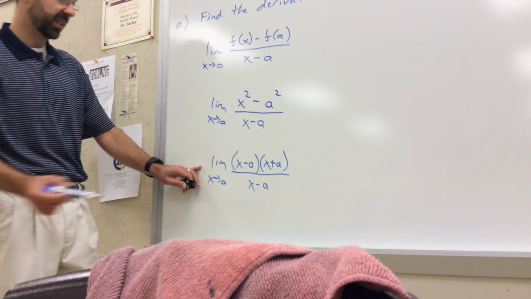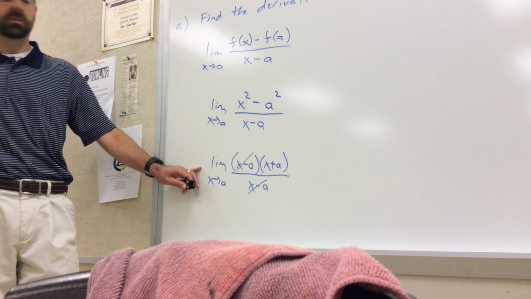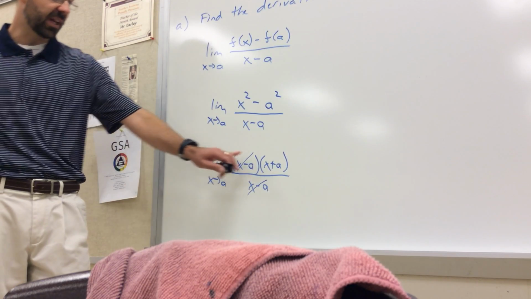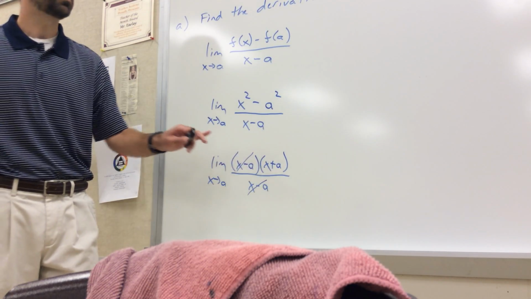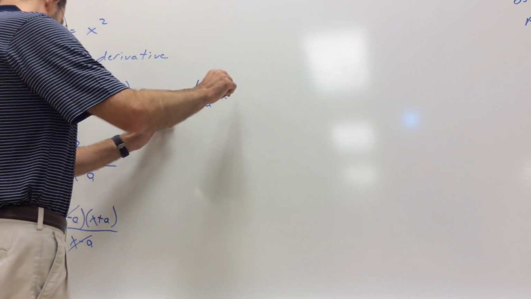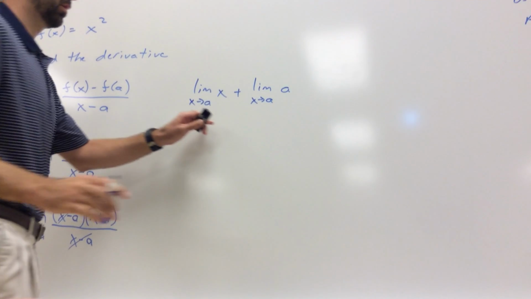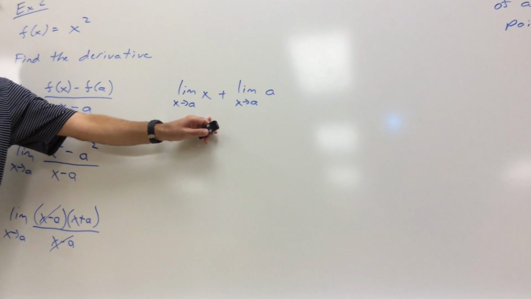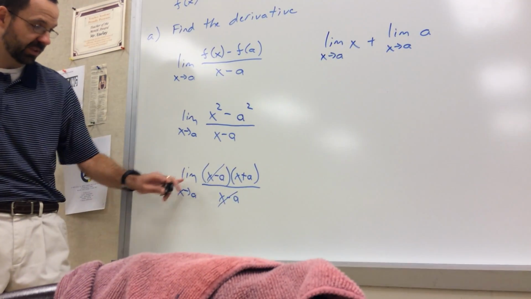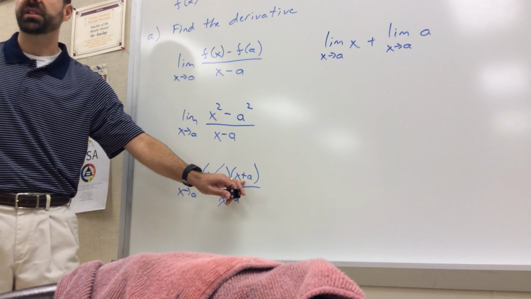So that's nice, because then the x minus a's cross out. And then we can use limit laws. We're going to take the limit of x and the limit of a. So it's the limit as x goes to a of x plus the limit as x goes to a of a. So I crossed these out and then did limit of that, limit of that. Just moved the limit past the plus, which is legal because it's a limit law that says I can do that.